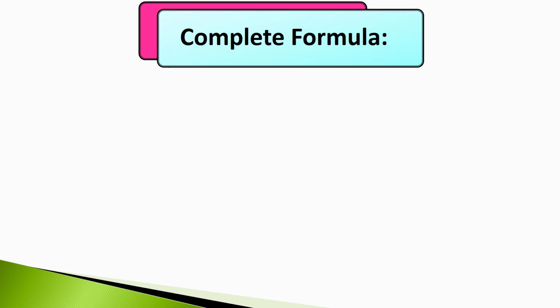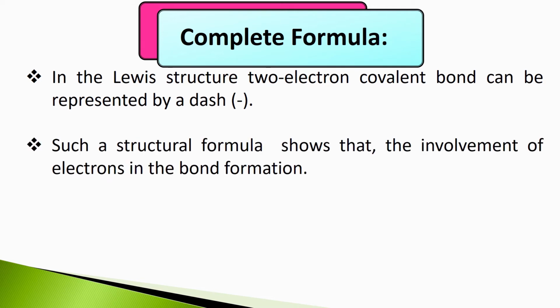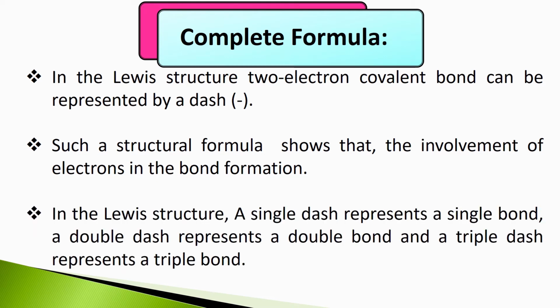So, first we see what is complete formula and how we can write it. In the Lewis structure, a two electron covalent bond can be represented by a dash. Such a structural formula shows the involvement of electrons in the bond formation. In the Lewis structure, a single dash represents a single bond, a double dash represents a double bond, and a triple dash represents a triple bond.